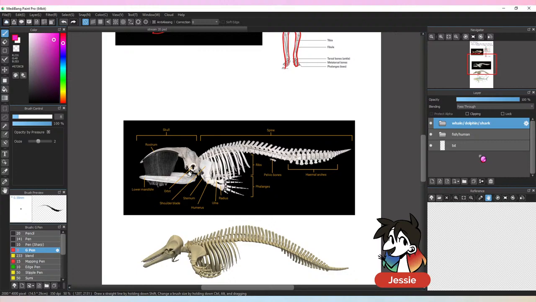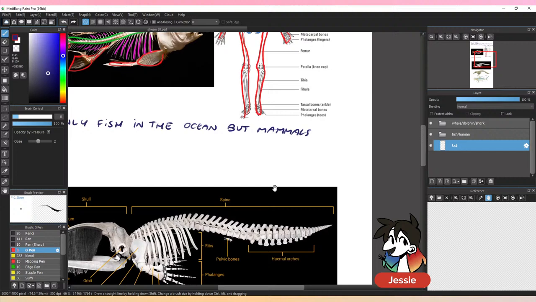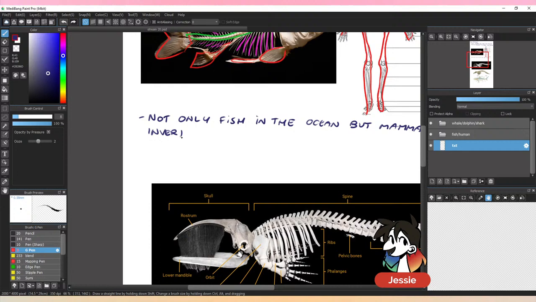Let me write out this thought that I said beforehand, which is, not only fish in the ocean, but mammals and invertebrates. Oh, can I spell this right? Invertebrate. There we go.